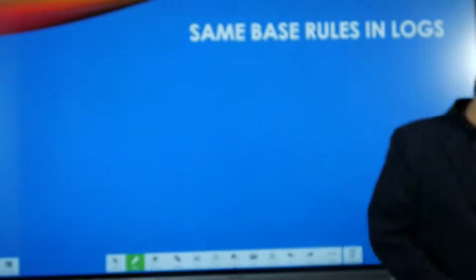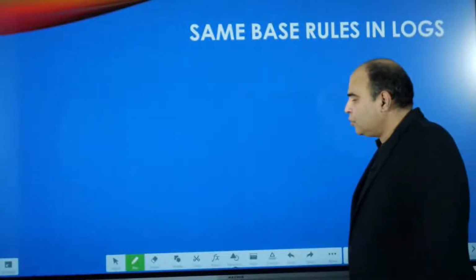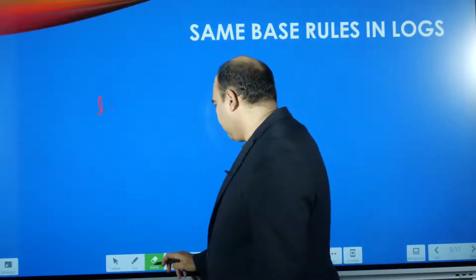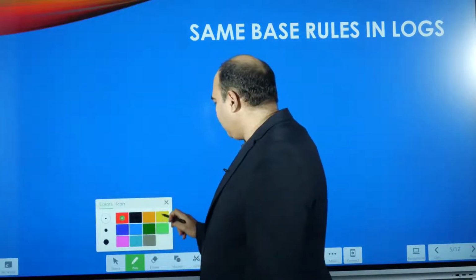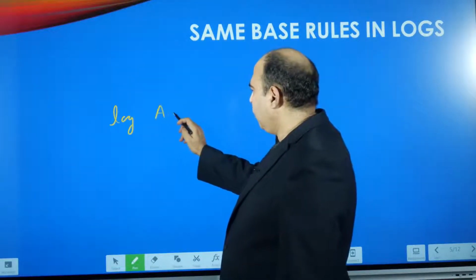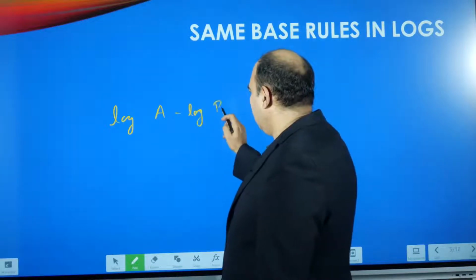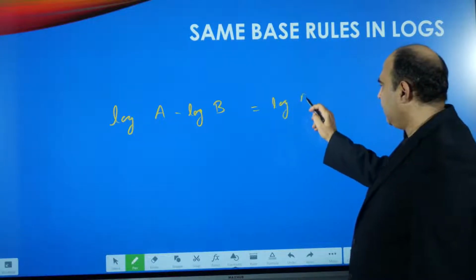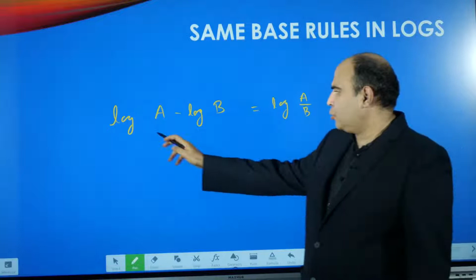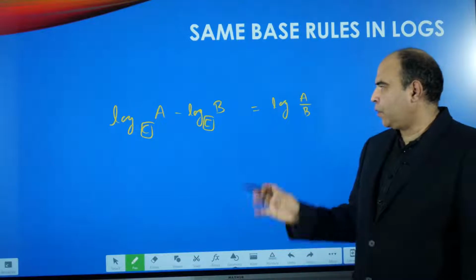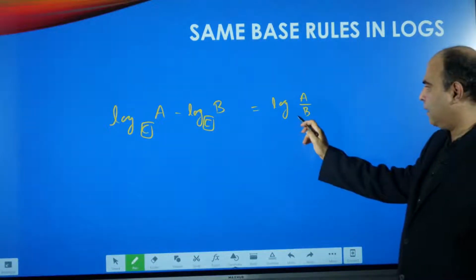The next base change rule is the one in which you use the subtraction. Again, this is the same base rule. If you have log A minus log B, you can write this as log A by B. Again, the base should be same in both of them. If this is the base C, this should also be the base C. So log A minus log B can be replaced by log A by B to the base C.